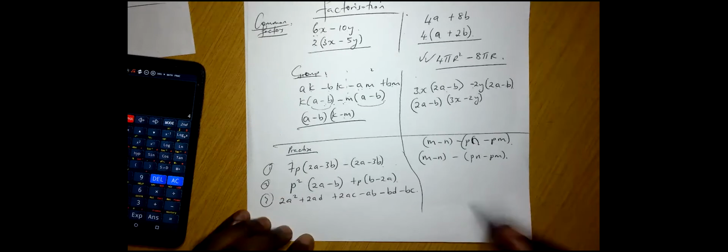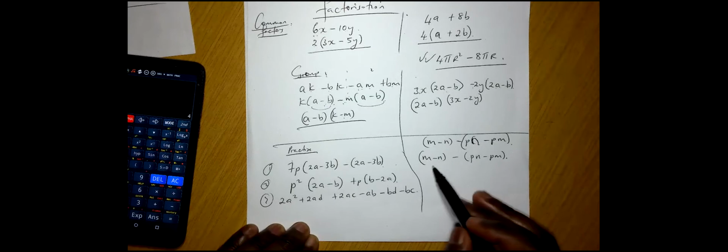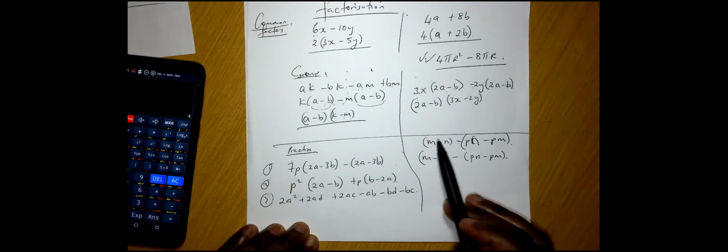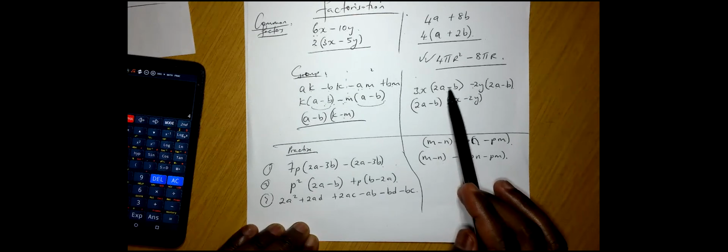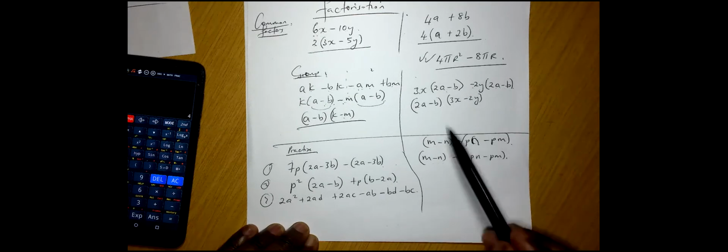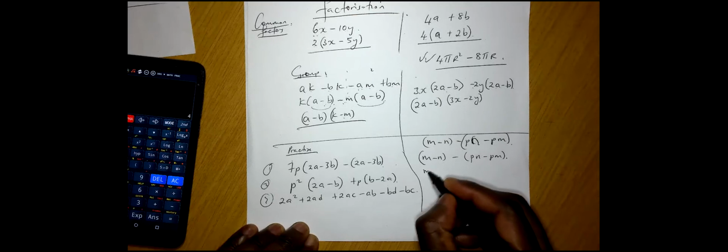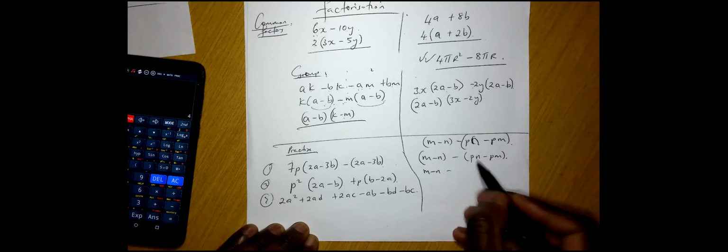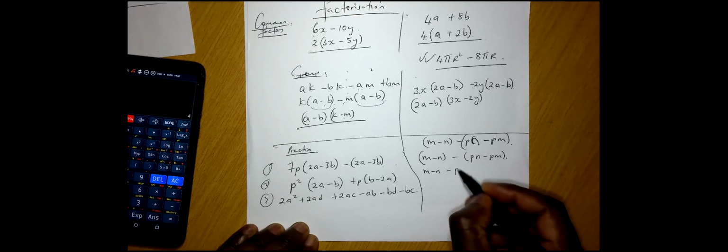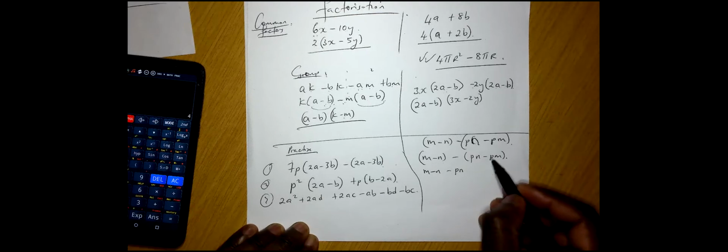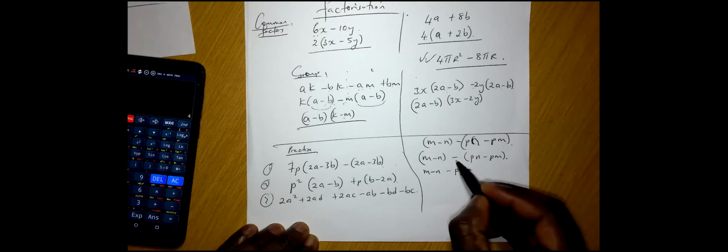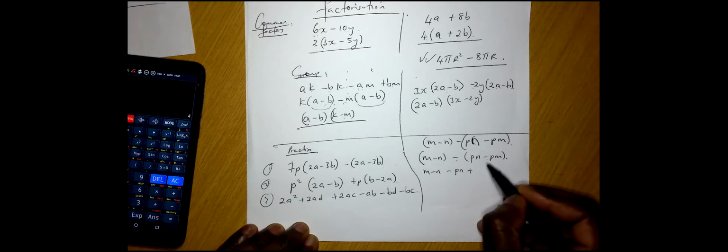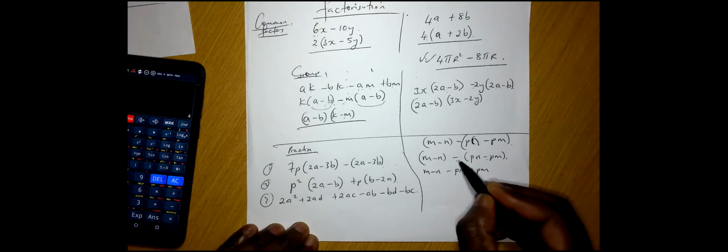Now, when you are given something like this, you must remember that I need to have two products that are similar, like what we used to have here. This one is similar to that one, so they are identical in fact. Now we're going to say m minus n. Let's expand this. We get minus pn, plus, because minus times minus gives you plus pm, because you're multiplying the negative into the bracket.